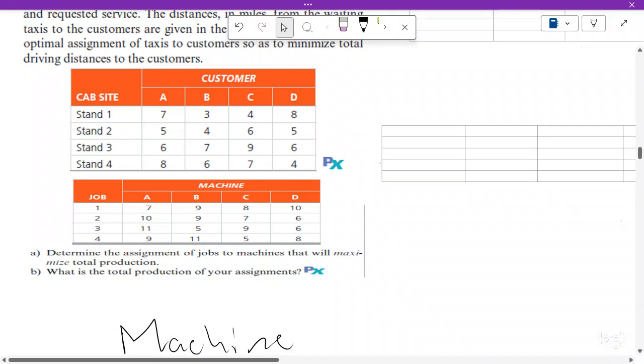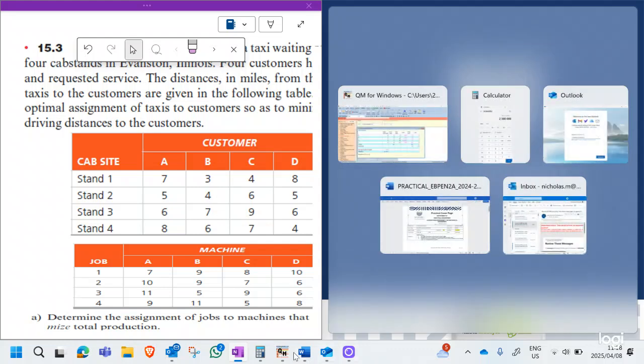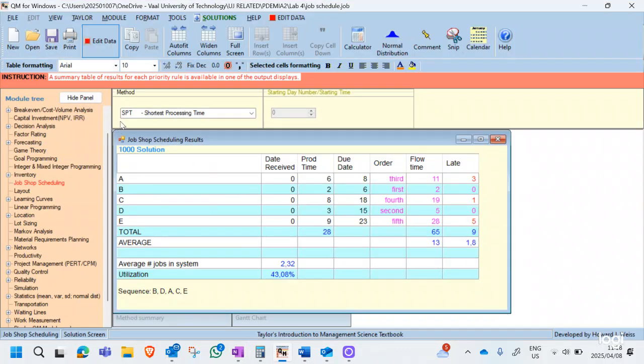So we're going to do one manually, one electronically, because in the next step they say determine the assigned jobs for the machines that will maximize the total production. Then we have minimize and maximize. We haven't done maximize theoretically, but we have done minimize theoretically. So the minimize one, we're going to do on the software, to see what is happening.